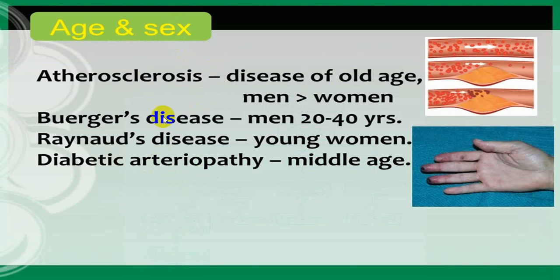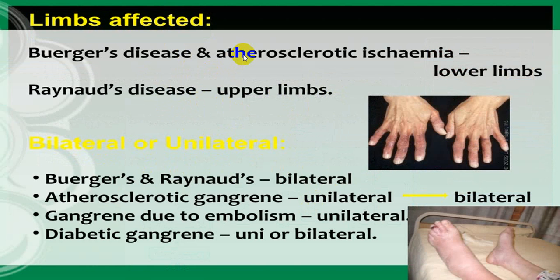We know very well Buerger's disease is more common in males. Atherosclerosis is also at the old age and more common in males as compared to females. Raynaud's disease is common in females. Diabetes is more common in middle-aged groups. Buerger's disease and atherosclerosis will involve the lower limb, while Raynaud's will involve the upper limb. Bilateral involvement is more common in Buerger's and Raynaud's. Atherosclerosis can be unilateral or bilateral. Gangrene is usually unilateral. Diabetic gangrene is again more commonly unilateral as compared to bilateral.